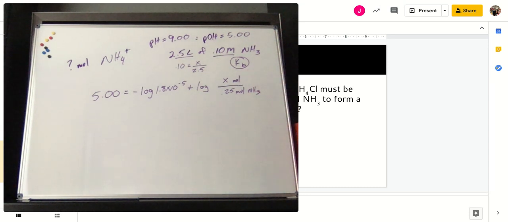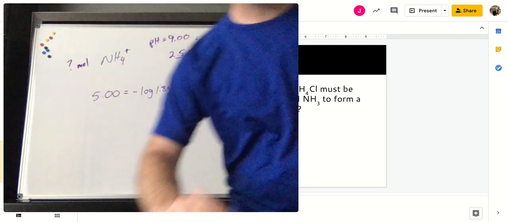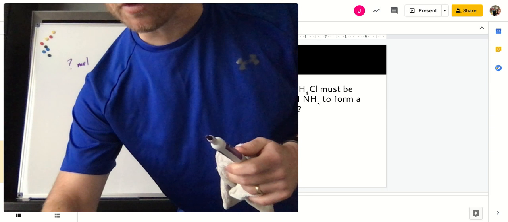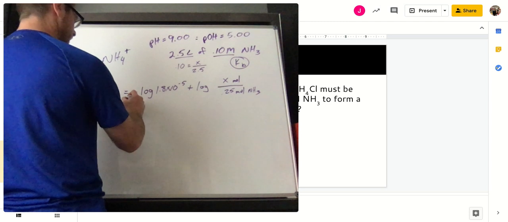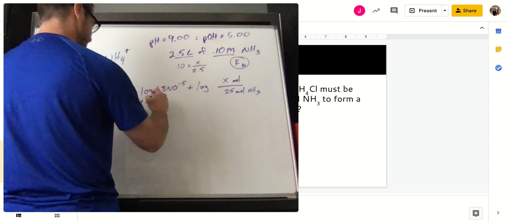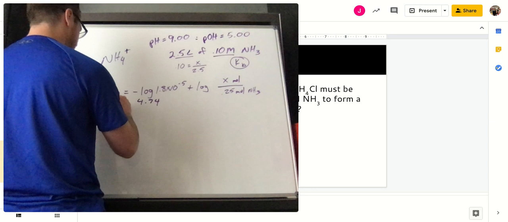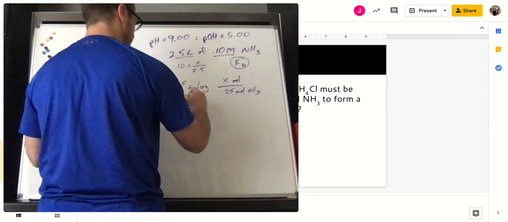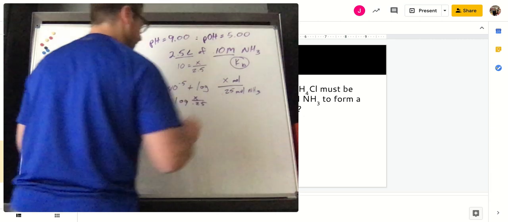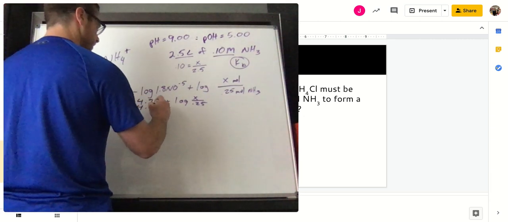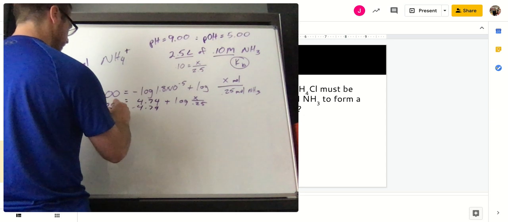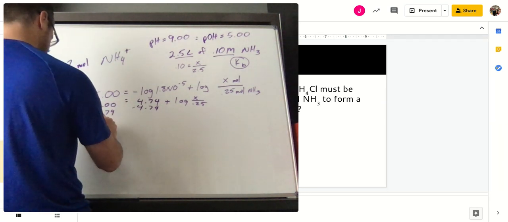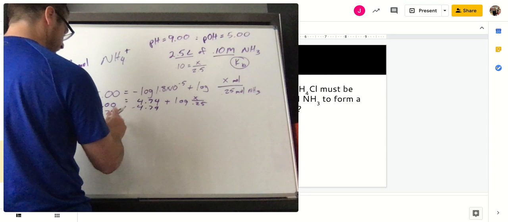Now all we're doing is solving for X. I'm going to pause and let you guys try to solve for X. All right, let's resume. The negative log of this Kb value is 4.74. So 5 is equal to 4.74 plus the log of X over 0.25. I'm going to subtract this over first. If I'm insulting your intelligence, I apologize. So I get about 0.26 here.